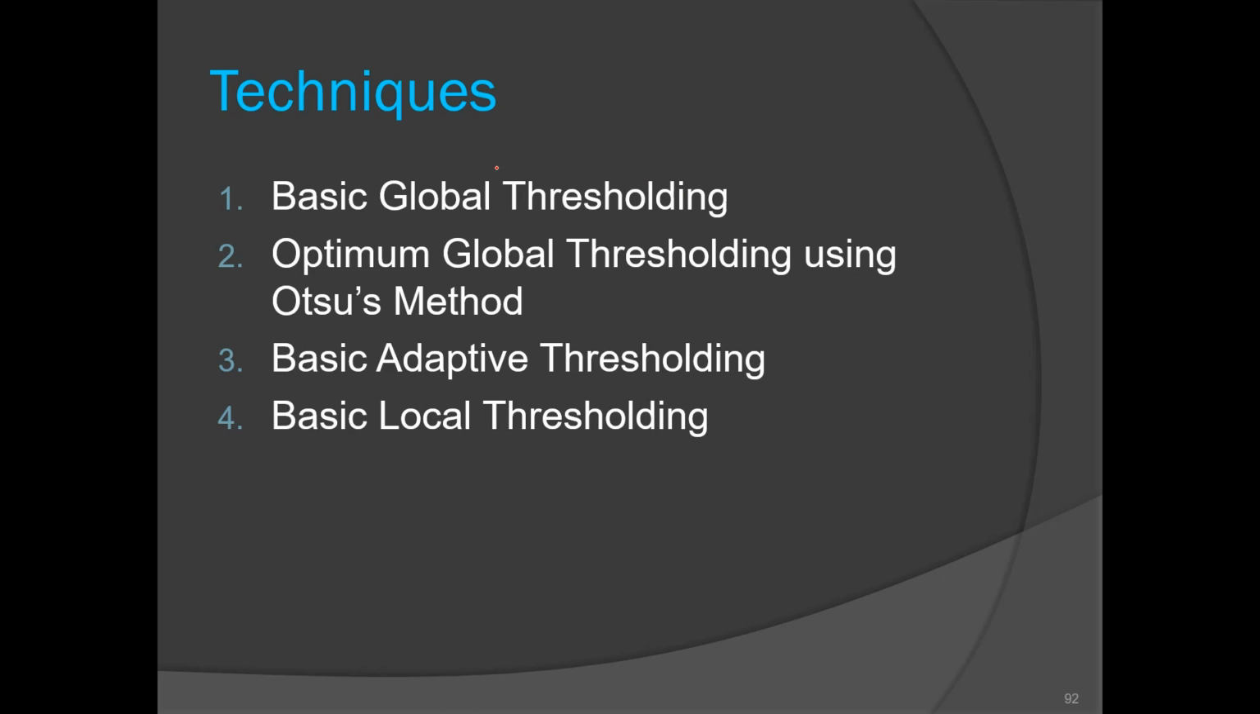Now under thresholding, for the segmentation, we are going to discuss these 4 techniques. Okay, starting with the global thresholding. So 2 techniques are based on global thresholding. So both the techniques will have a single threshold. Okay, then we are going to study variable thresholding. Under that we are going to see adaptive thresholding and local thresholding.